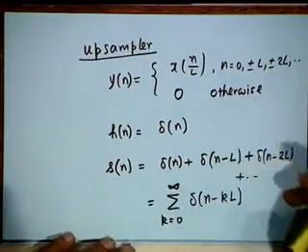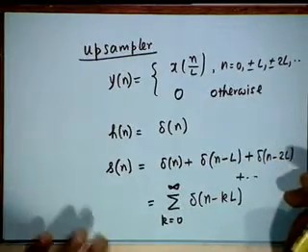Although it is a time varying system, it has an impulse response, but it's a linear system, right? Upsampler. Similarly, you can show that a downsampler also has an impulse response, and I leave it to you to find out what its impulse response is.